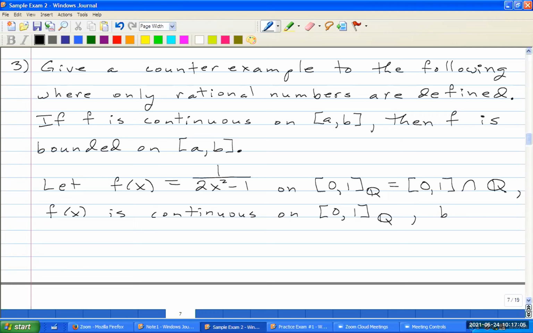But it's not bounded. As you keep taking rational numbers closer and closer to 1 over the square root of 2, so just keep taking these rational approximations to 1 over the square root of 2, then this function f keeps getting larger and larger and larger as you keep getting closer and closer to 1 over the square root of 2, taking, of course, only rational numbers. So f of x is unbounded.